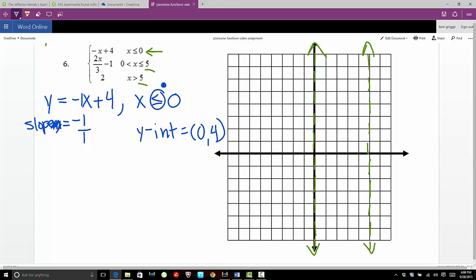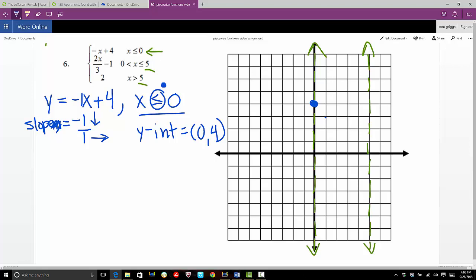So I'm going to graph the point right here. And my slope is negative 1 over 1. So that's down 1, right 1 from the point I have. If I go down 1, right 1, though, we get a point right here. You have to ask yourself, does that new point satisfy the inequality x is less than 0?